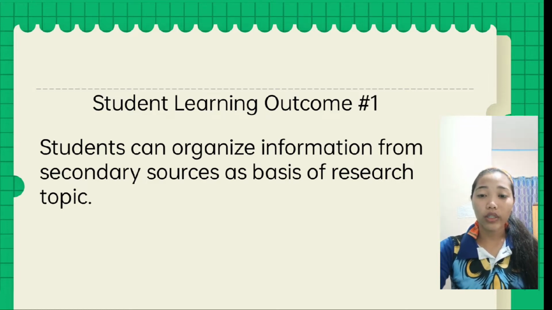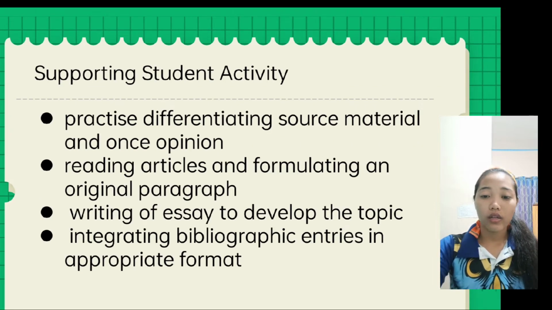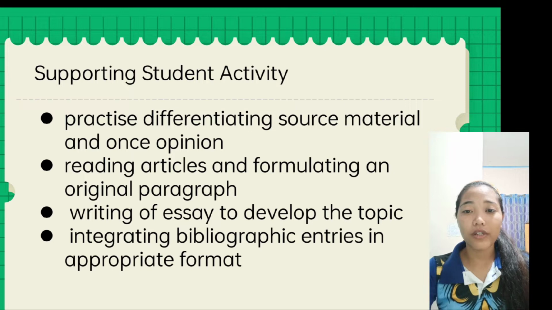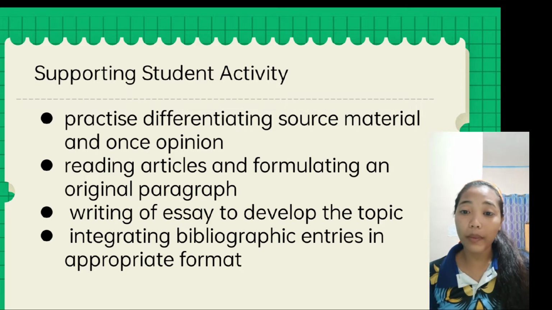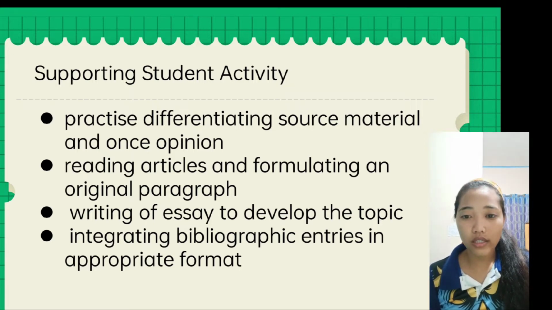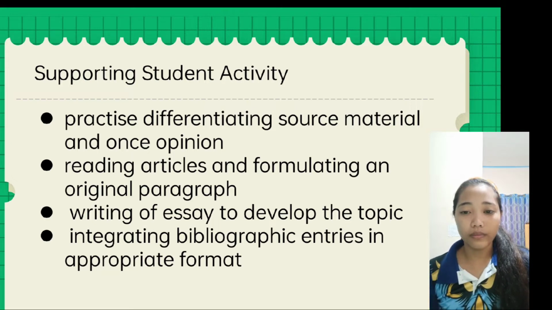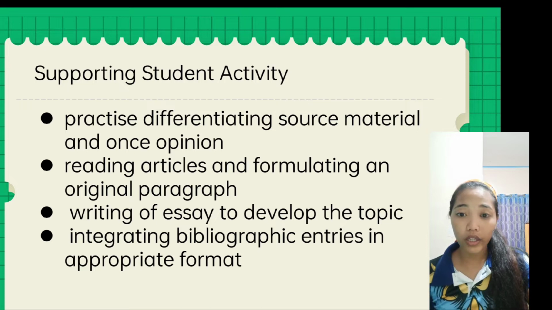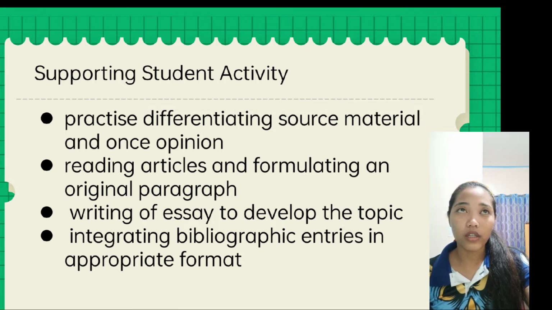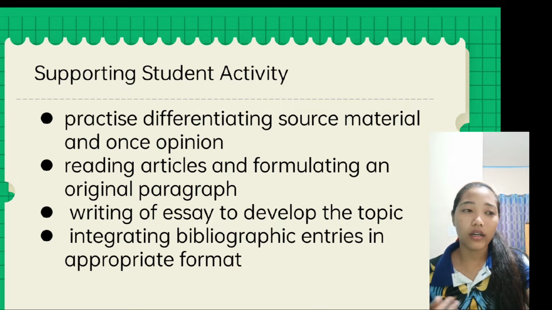So we have a supporting student activity here. First, practice differentiating source materials and one's opinion. To enable students to know how to organize information, students should practice differentiating source materials and one's opinion. For example, the topic is about existentialism. The given sources here are an encyclopedia book and a statement from one philosopher.